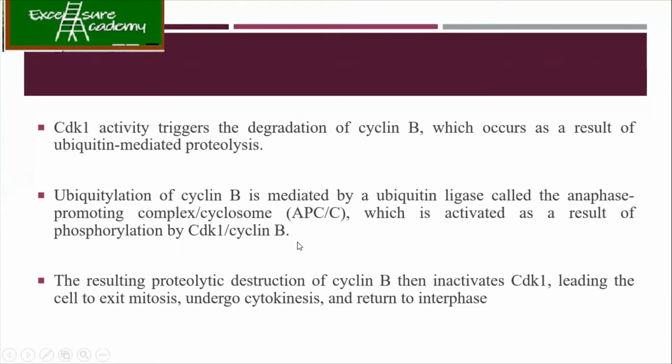So did you see, CDK1 cyclin B is important to form an active MPF so that the cell can undergo mitosis, but it also activates APC, which in turn is going to destroy cyclin B, and it is going to inactivate your MPF. So this will help in bringing the cell out of mitosis and undergo cytokinesis and return to interphase for both the daughter cells formed. Clear?